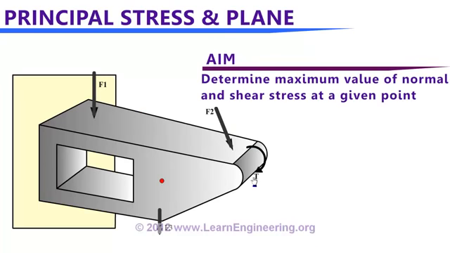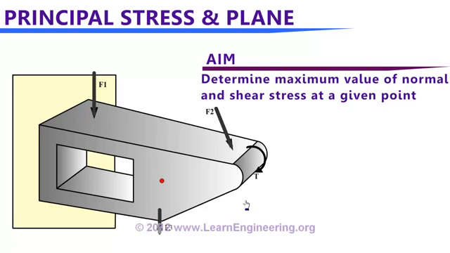Consider this problem, a structure under given loading condition, and assume the engineer who is in charge of design of the structure wants to predict whether this structure will withstand this given load at this point. If he wants to predict that, first thing he has to calculate is maximum shear stress and maximum normal stress induced at this point. So that's the aim. We want to determine maximum normal stress and maximum shear stress induced at a given point.